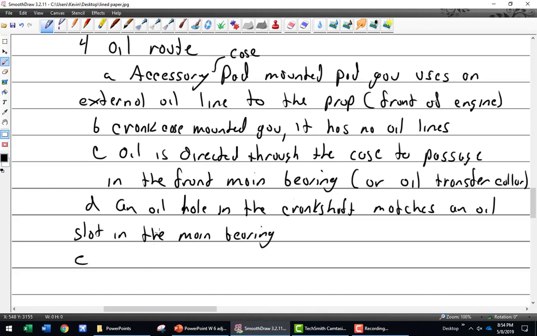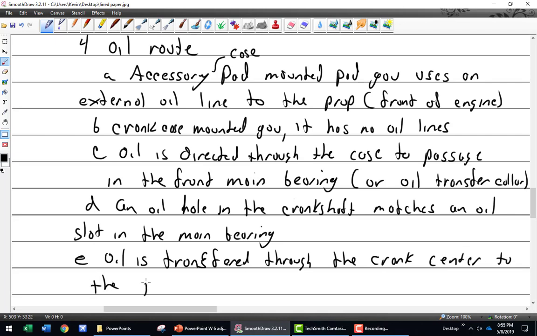And then oil is transferred through the crankshaft out to the front, to the prop. It was transferred through the crank center to the prop.